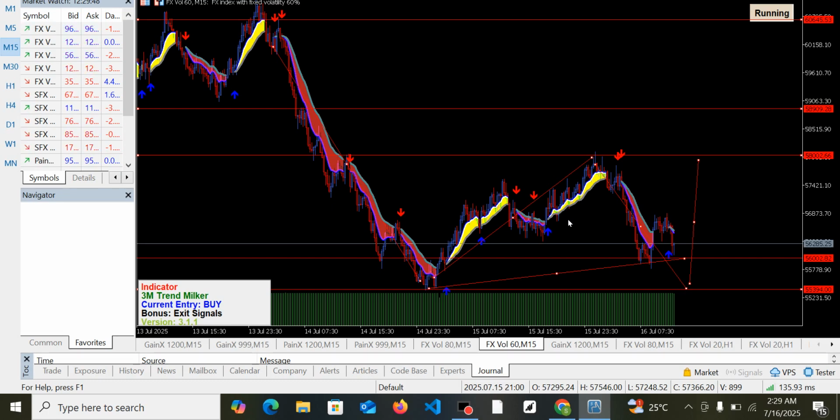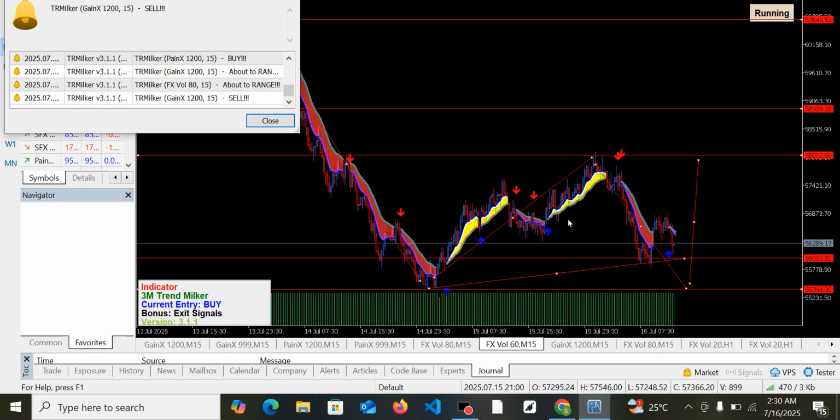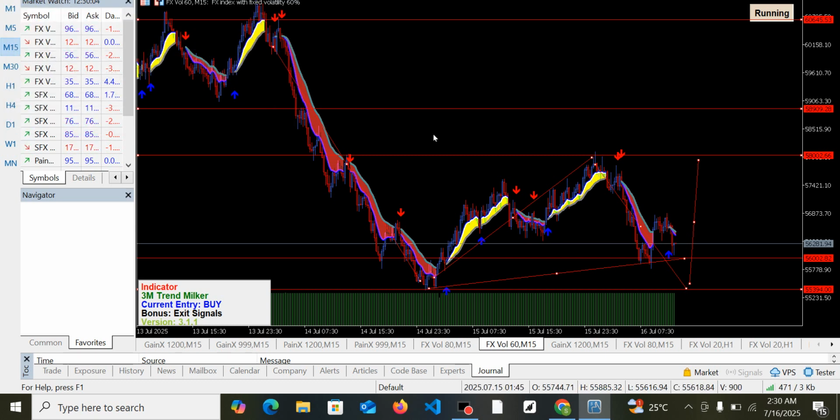Go back to your chart. If you have this trading indicator, set it up on the 15-minute time frame, and this particular asset is FX Volume 60, and check it out on your own and see if what I am trying to point out here is real or not. And of course you can take advantage of the opportunity right from there.